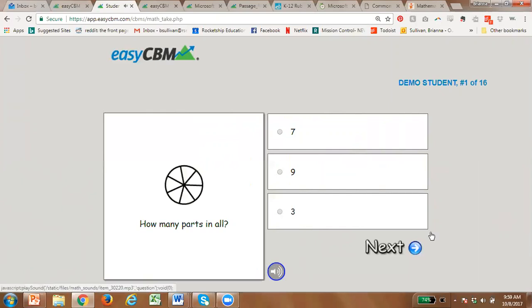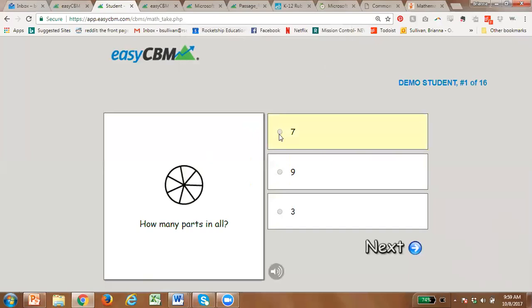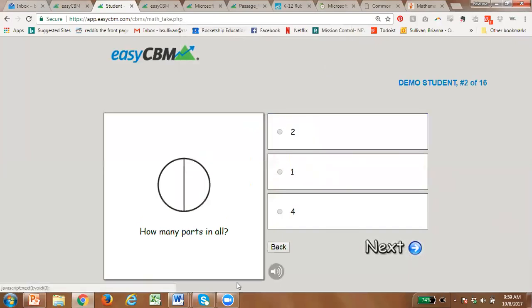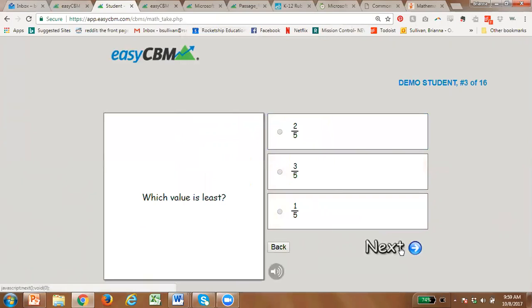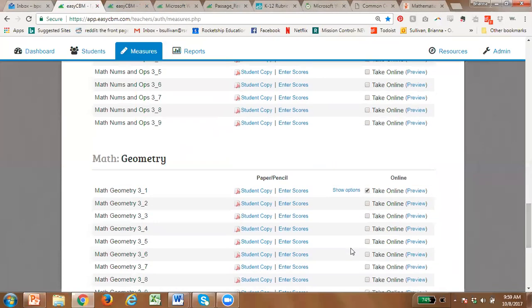So as you can see when you click this, pick the answer first. I guess it, and I'm just gonna click anything here. It will read these different questions to the student. Which value is least? Okay, so I really like that feature of this, and it really allows students to take these pretty independently and save you as the teacher a lot of time.